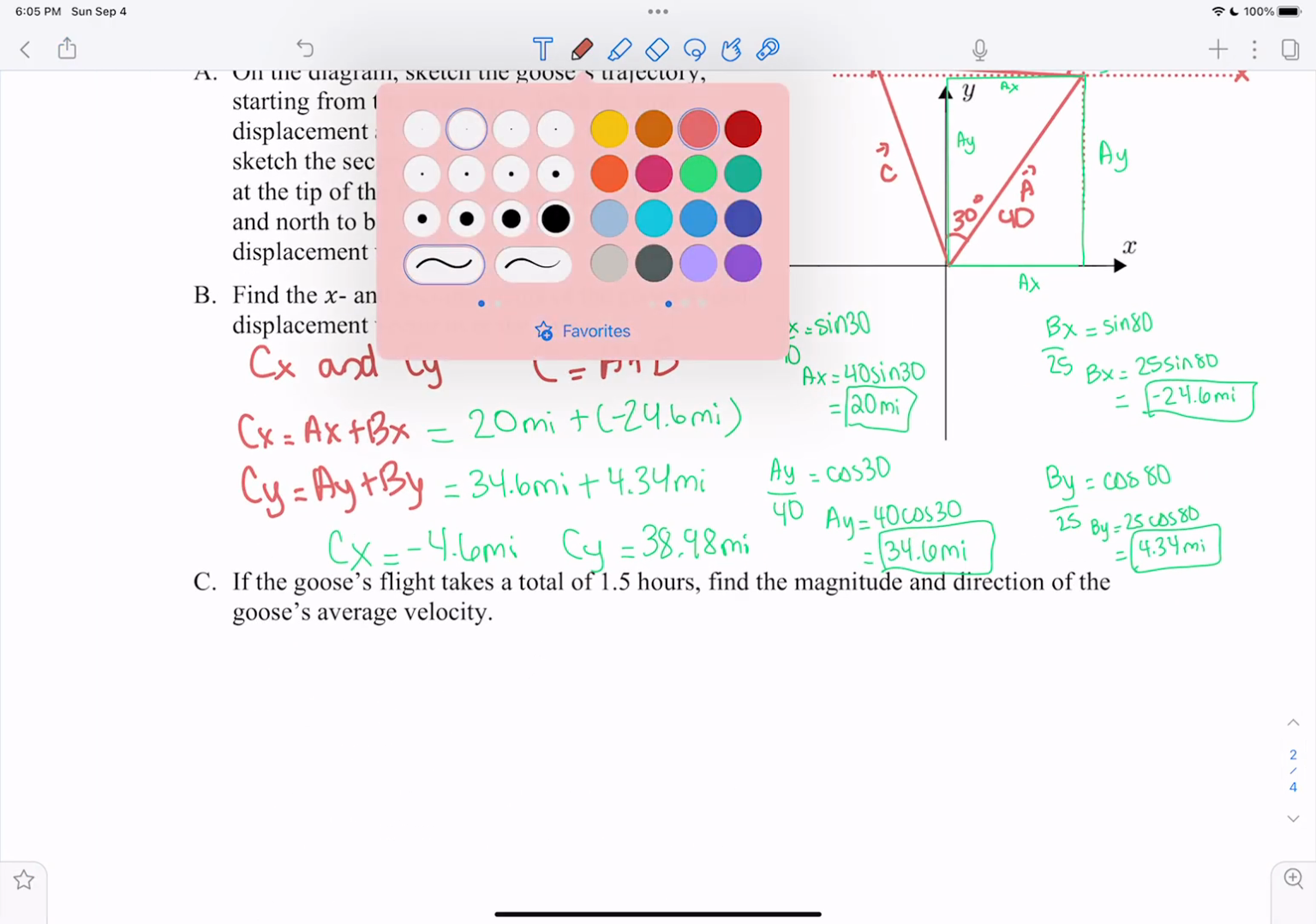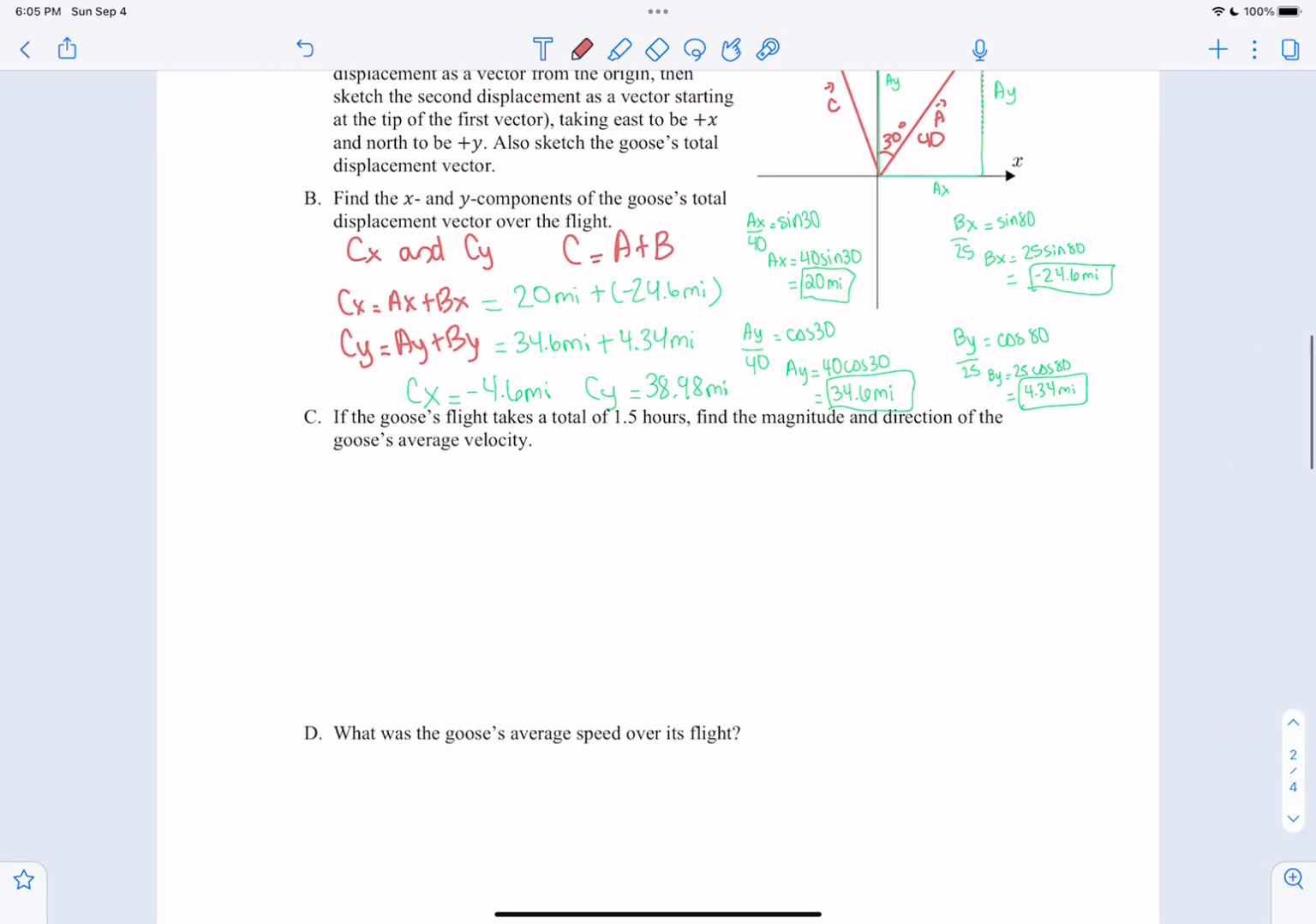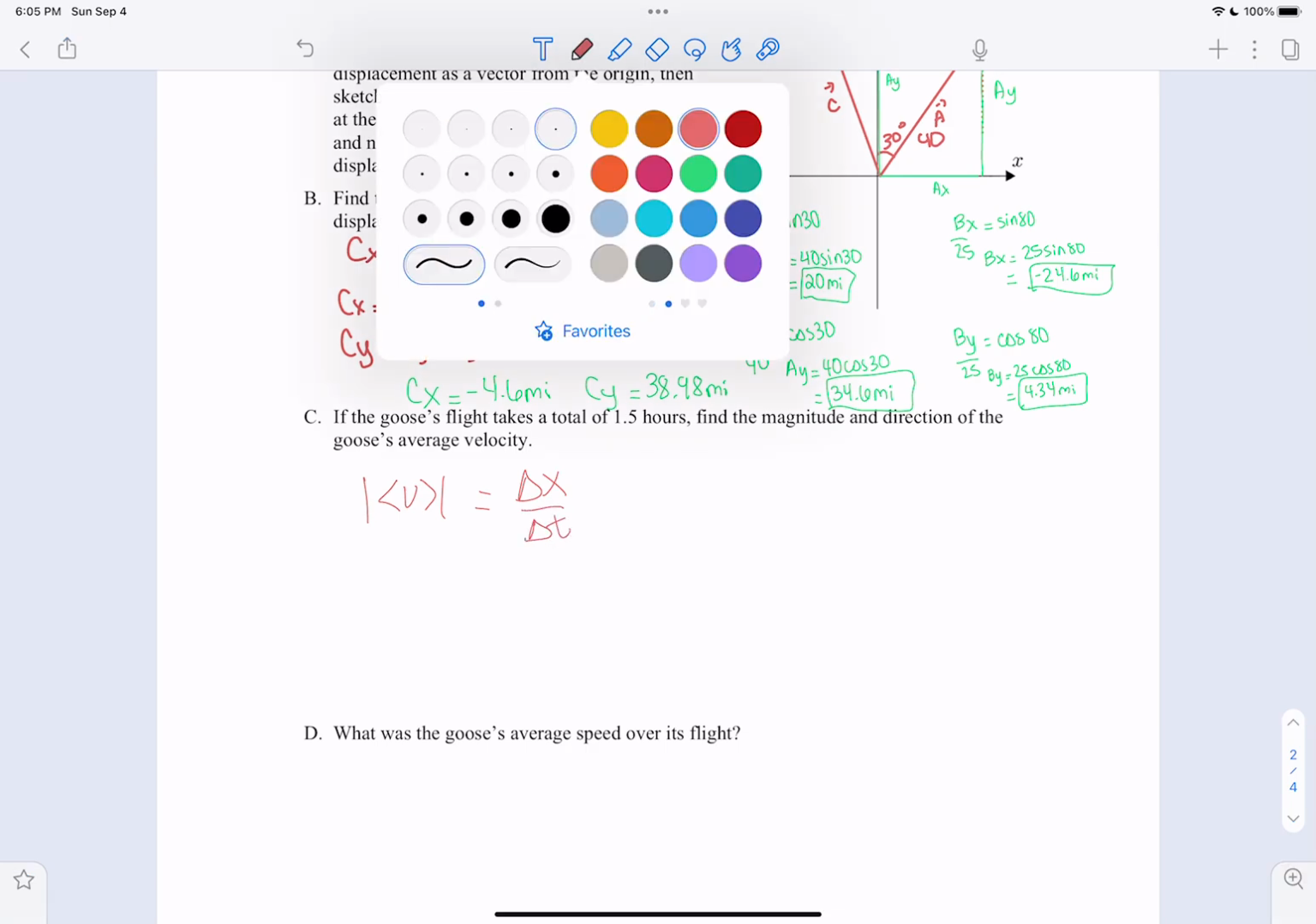So then, let's move on to C. It asks us if the Goose's flight takes a total of 1.5 hours, find the magnitude and the direction of the Goose's average velocity, right? So if we want to find the magnitude of average velocity, you can take the absolute value, and that's equal to our delta x over delta t, right? Let me actually adjust this a little bit. There we go.